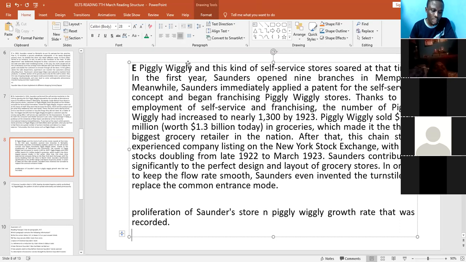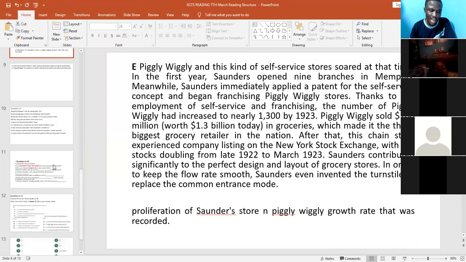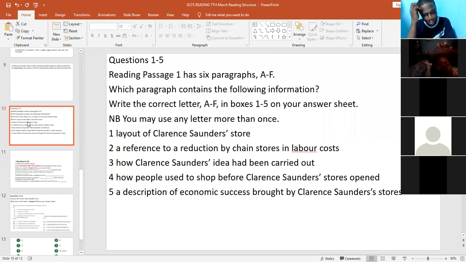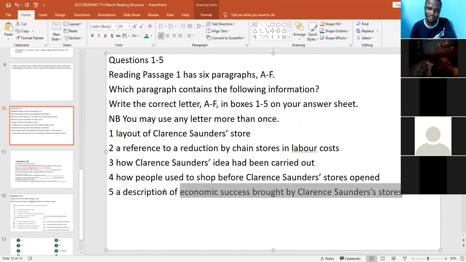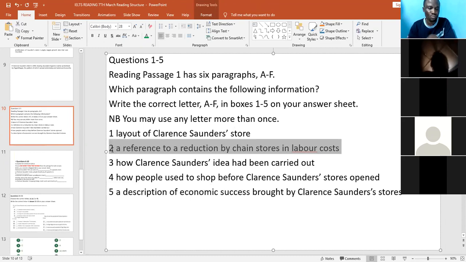So now let me take you to the question and see which one it can answer. How people used to... okay, description of the economic success. I think this one is absolutely clear that question 5 is being answered from that paragraph. Okay, now how people used to shop, no, that has been answered. How the coincident idea was carried out, I think that has been answered. A reference to reduction by chain store in labor cost, I don't think that was referred to.